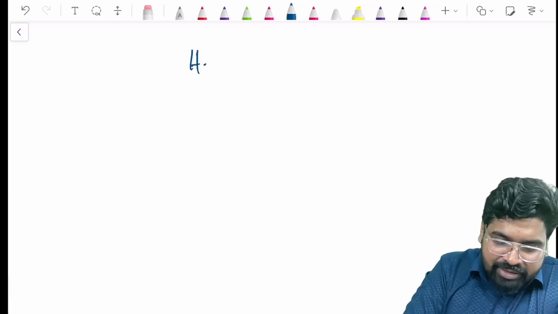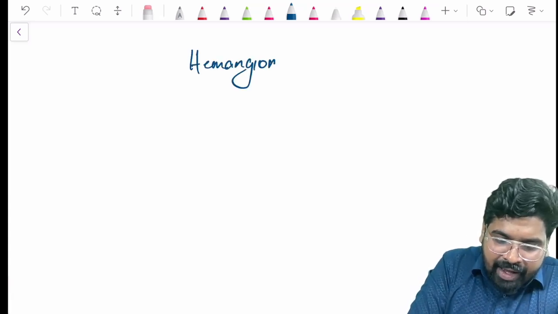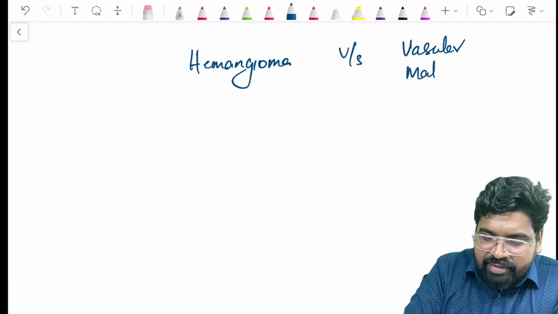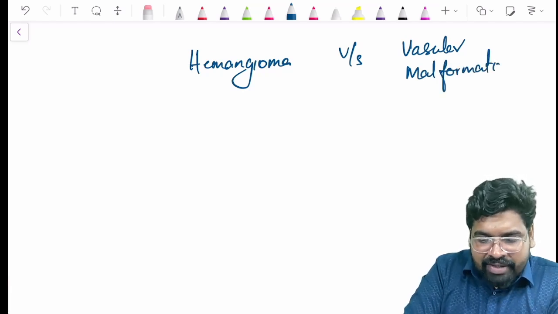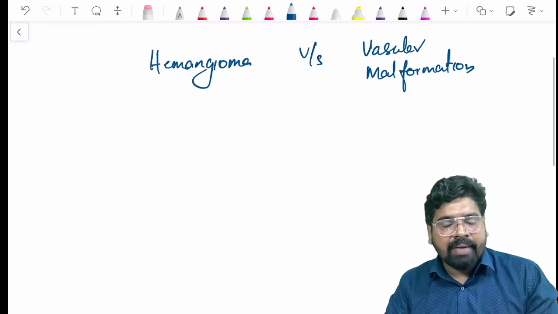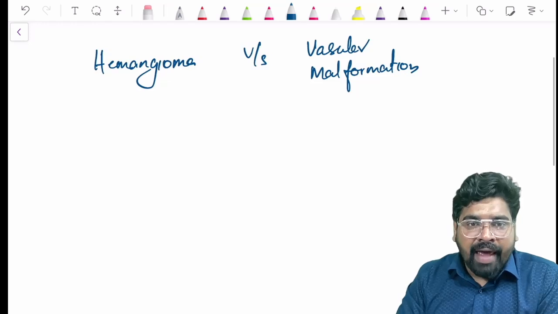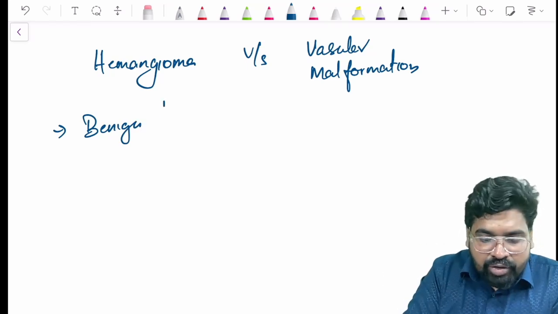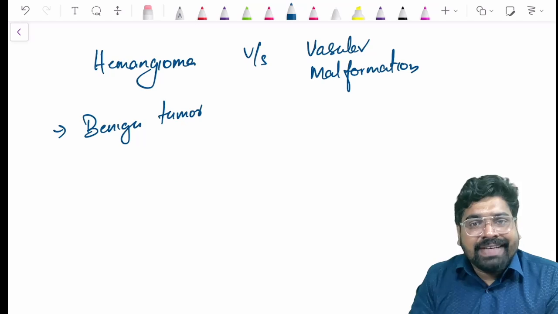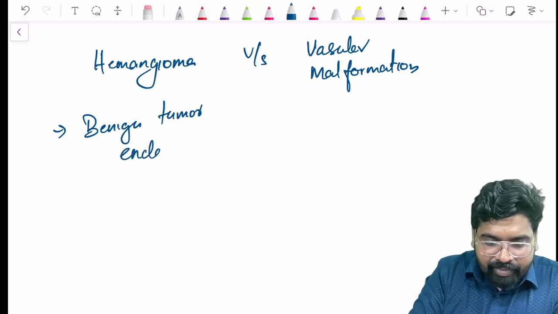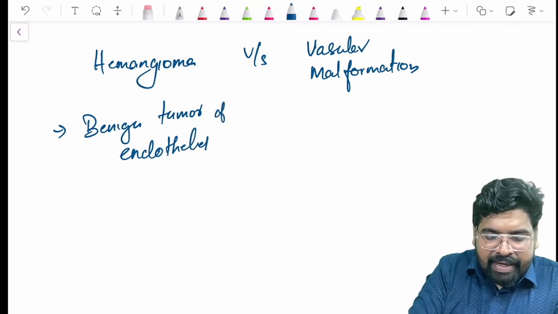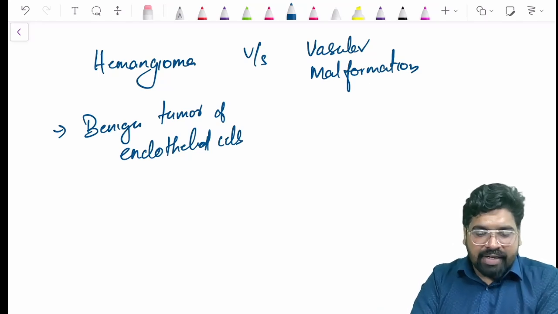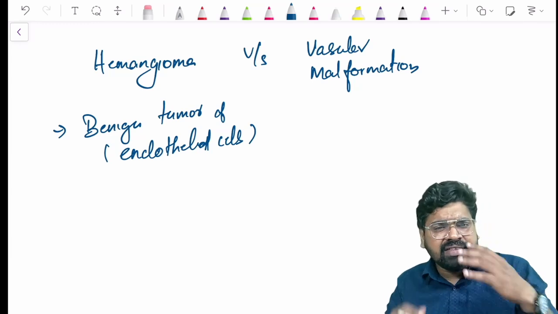So, hemangioma versus vascular malformation. You may have seen these terms, and you will see them in the options also: hemangioma, vascular malformation. The main difference is that hemangioma is a true benign tumor. It is a real benign tumor of your blood vessels, your endothelial cells. Endothelial cells are the cells which line the blood vessels, and this is a true tumor.